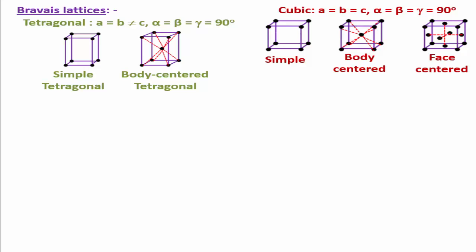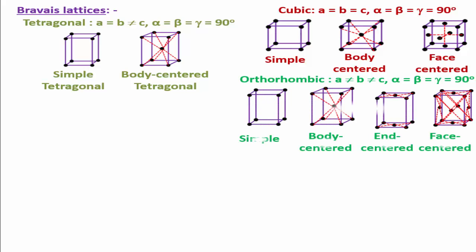Now if the same tetragonal crystal system is extended along the other axis, it results in the orthorhombic crystal system where a is not equal to b, not equal to c, but alpha, beta, gamma are still 90 degrees. The different crystal lattices present are simple, body-centered, end-centered, where atoms are present only at the center of two opposite faces, and the last is face-centered.